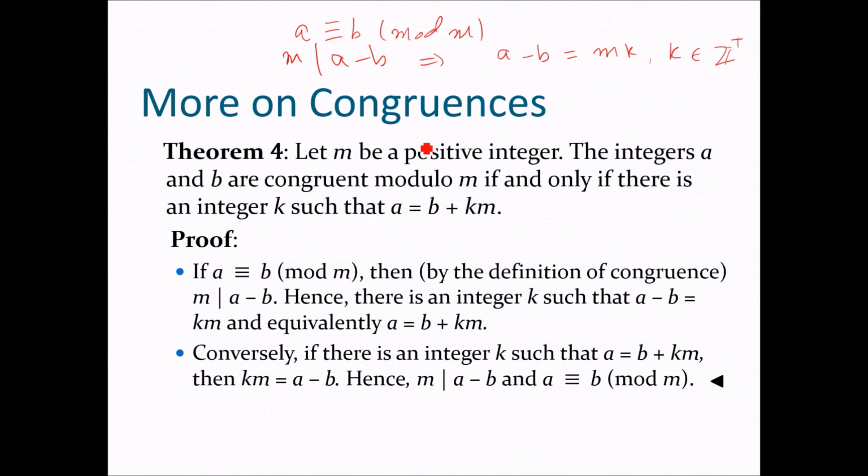Now what does this mean? This implies a is equal to b plus km. This is what was required. Similarly, you can prove the converse. Conversely, if there is an integer k such that a is equal to b plus km, then km can be written as a minus b, and this implies m divides a minus b. And if m divides a minus b, then a is congruent to b mod m. So that's all for the proof.